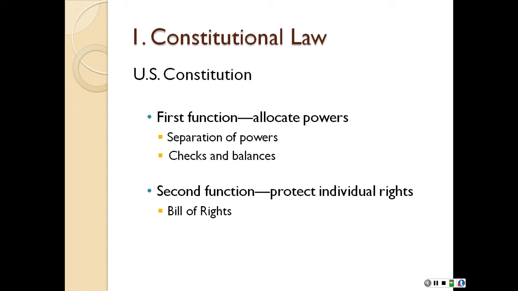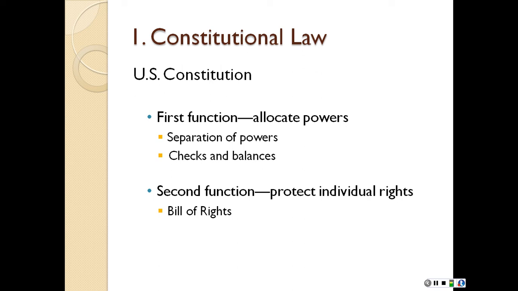Each of these divisions has the power to keep the other one in check. And that's what we call the system of checks and balances. For example, although Congress has the power to make the laws, the president, the executive branch, has the power to veto them.